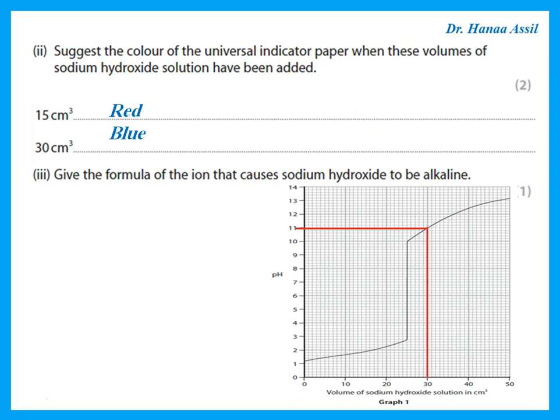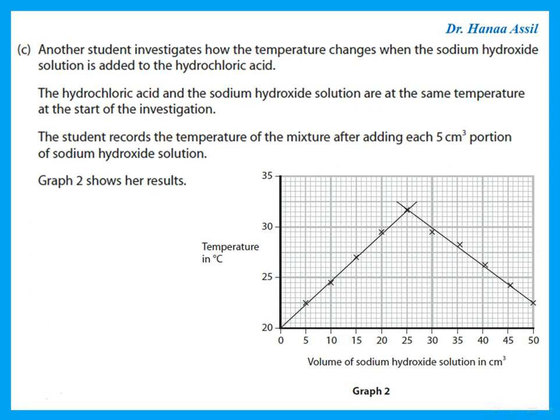Give the formula of the ion that causes sodium hydroxide to be alkaline. Of course, any solution is alkaline if it has OH⁻, the hydroxide ion, OH with a minus sign.